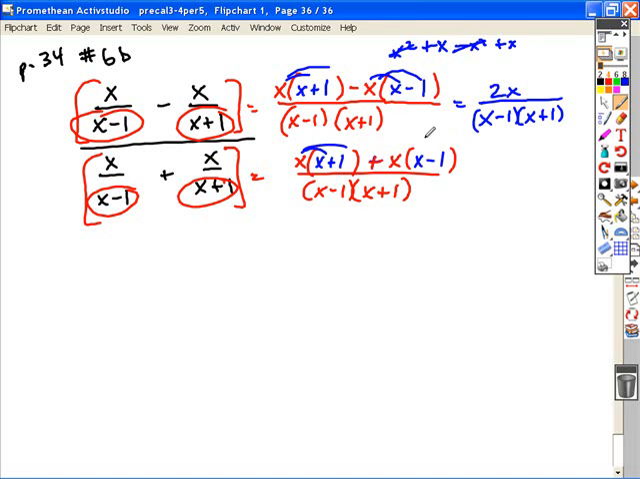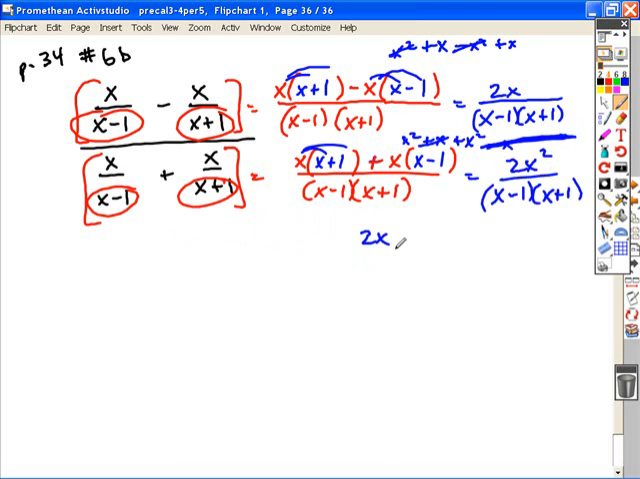And if we simplify, we get an x squared plus x and an x squared minus x. So here the x's cancel, leaving 2x squared all over x minus 1 and x plus 1. And so now if we take this fraction and convert it into a multiplication problem, we would be dealing with 2x over x minus 1 times x plus 1.